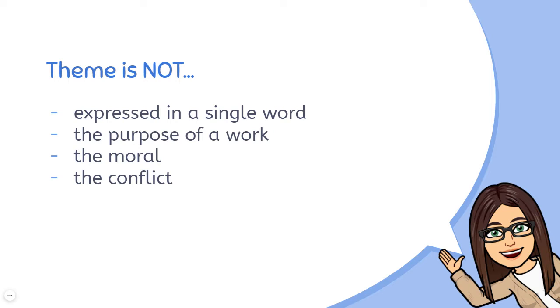Theme is not expressed in a single word. It is not the purpose of a work. It's not the moral, and it is not the conflict.